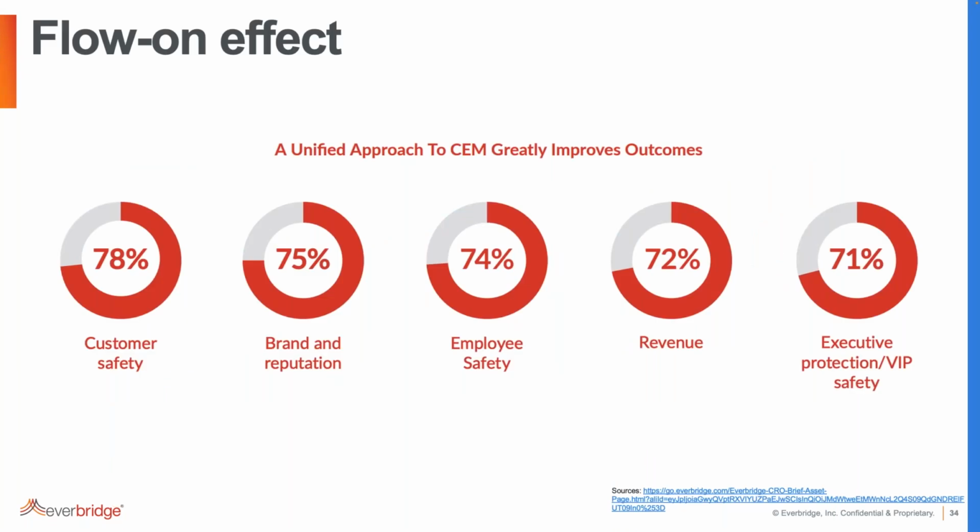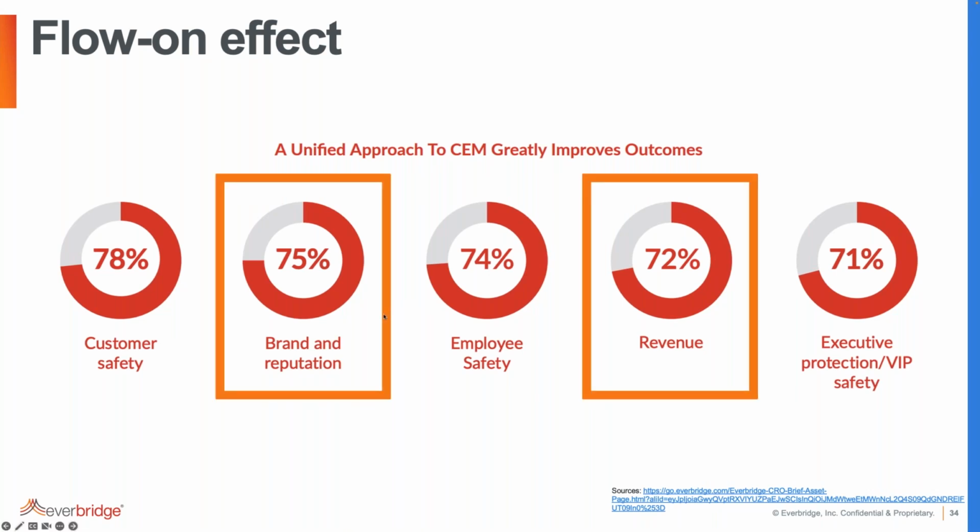But there are some follow-on effects here, right? A unified approach to CEM greatly improves outcomes of customer safety, that's not surprising, employee safety, not surprising, and executive protection and VIP safety. But when we listened to organizations, what they said was, when we improved this, we also had a flow-on effect of brand and reputation improvements and revenue. Now, in a previous life, I worked for an organization that did customer experience. And brand and reputation, whether I'm looking at CSAT scores, NPS scores, for every percent those go up, there is a direct effect on the bottom line.